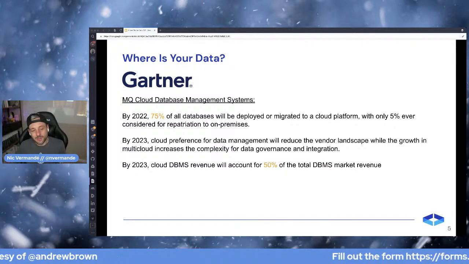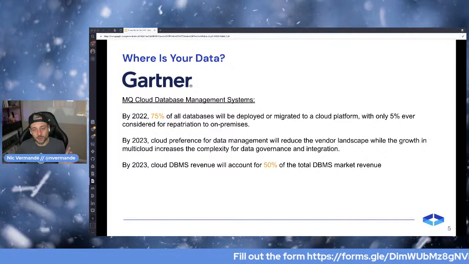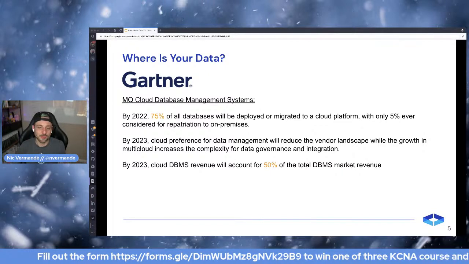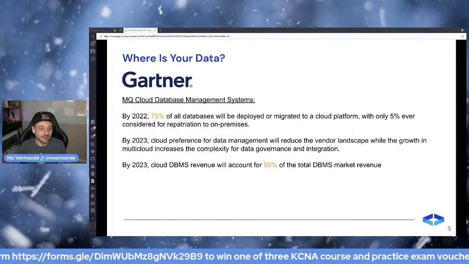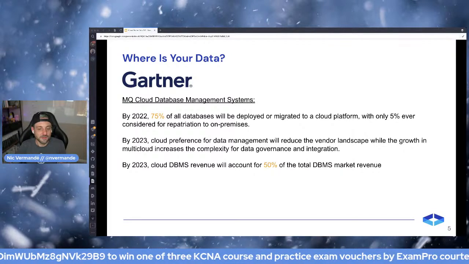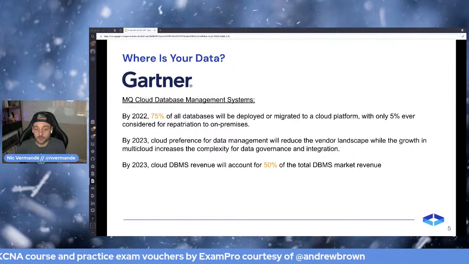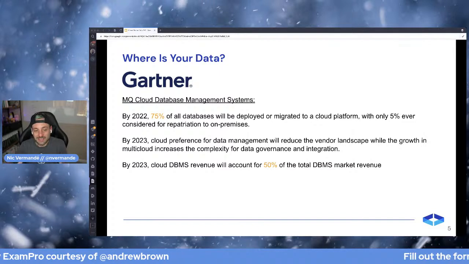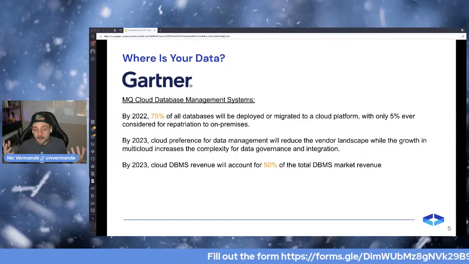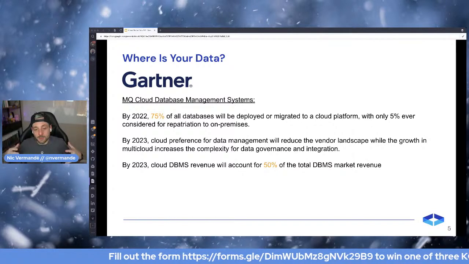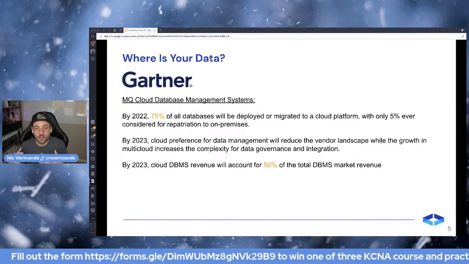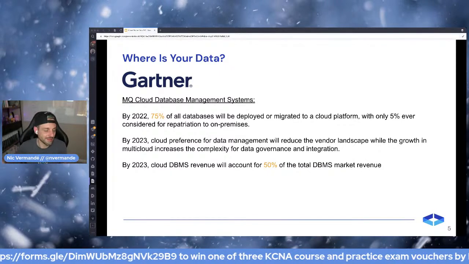Another one: by 2023, cloud preference for data management will reduce the vendor landscape, with the growth in multi-cloud increasing the complexity for data governance and integration. And finally, cloud DBMS revenue will account for 50% of the total database management system market revenue. So what that really shows us is that we're in the process of migrating all the data into the cloud. And remember, data is what makes a business valuable, the data and how you use that data for sure.